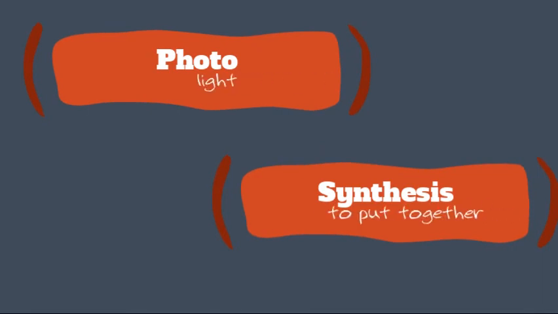My name is Miss Megan, and today we are going to be learning about photosynthesis. Photo means light, and synthesis is to put together. For this lesson, you need 3 simple materials: a pencil, a blank piece of paper, and crayons. All right, let's get started.